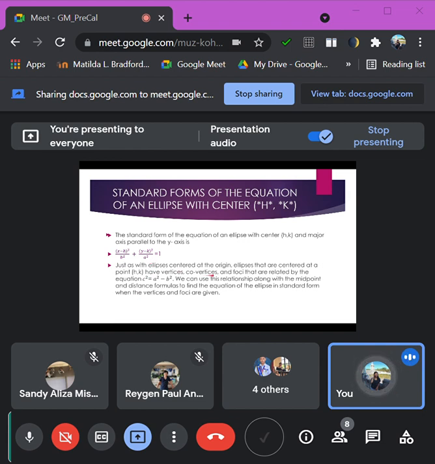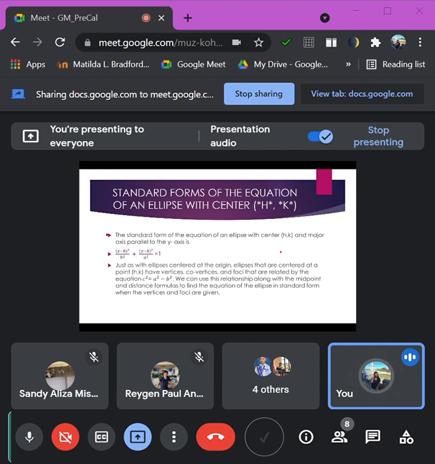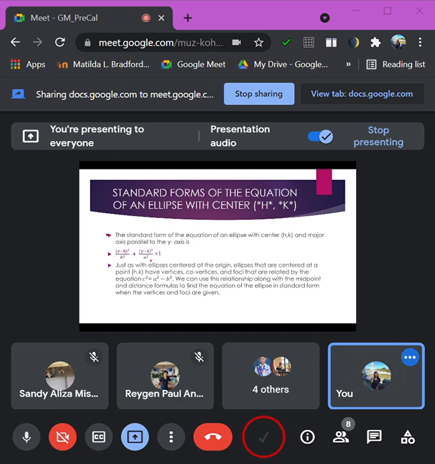So just as with the ellipse centered at the origin, ellipses that are centered at a point (h, k) have vertices, co-vertices, and foci related by the equation c squared is equal to a squared minus b squared. And we can use the relationship along with the midpoint and the distance formula to find the equation of an ellipse in standard form when vertices and foci are given. So same ra siya sa ganina class.